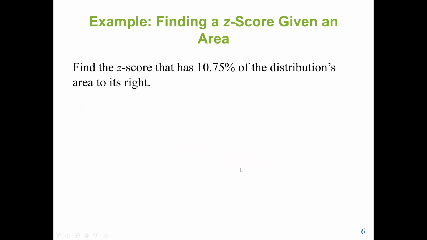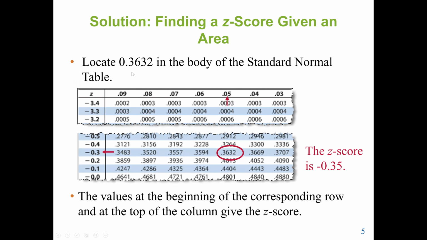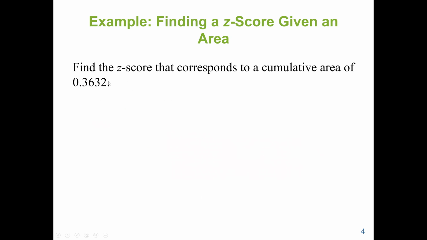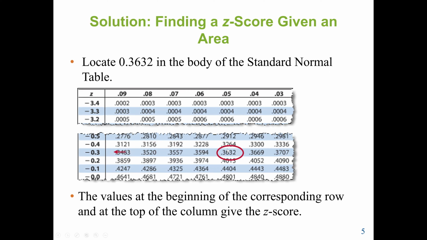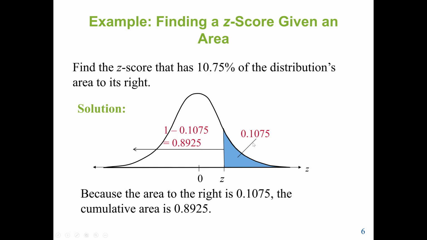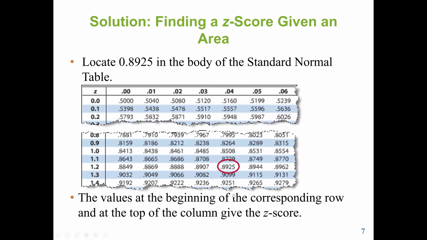Now, when we look at our previous question, here they said, let's go through this, find a z-score that corresponds to a cumulative area of 0.3632. And they didn't tell us to the right. So this means we use the 0.3632 as that value. But the next question said to the right. So we have to subtract that from 1, and that will give us the area from the left to the z. Then we use that probability 0.8925 to find the z value, or the z-score, which will be 1.24 based on the table.